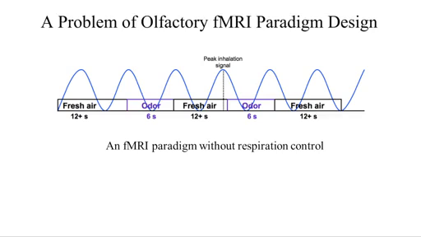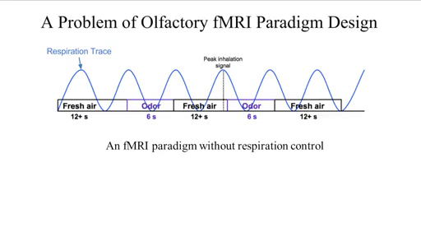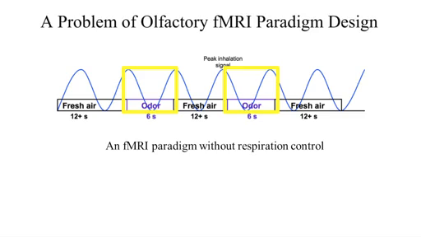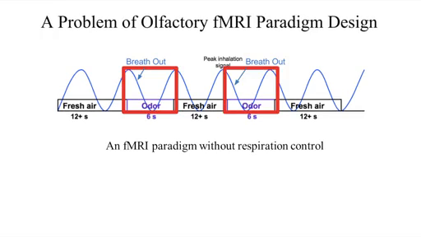One obstacle of using olfactory fMRI to study the brain activation responding to odorant stimulation is the inconsistency of repetitive odor stimulation, which is caused by the asynchrony of respiration and odor delivery. As illustrated here, when the odor presentation in a fixed timing odor stimulation paradigm is not synchronized with respiration, the repetitive odor stimulation can happen at different phases of respiration.